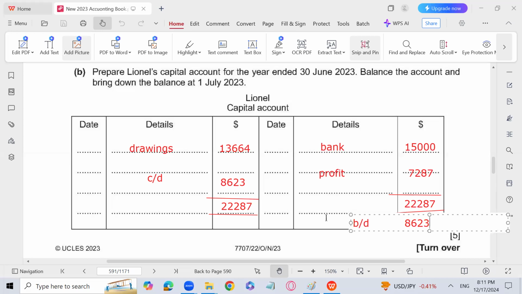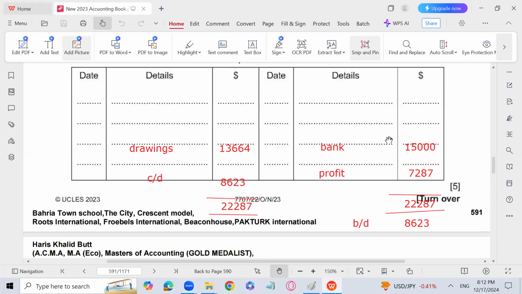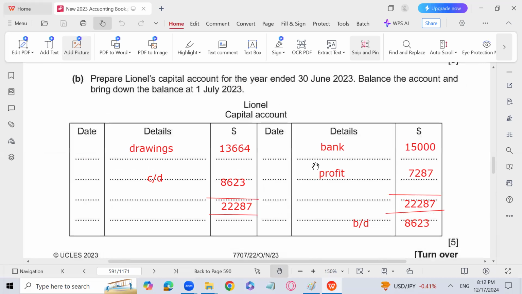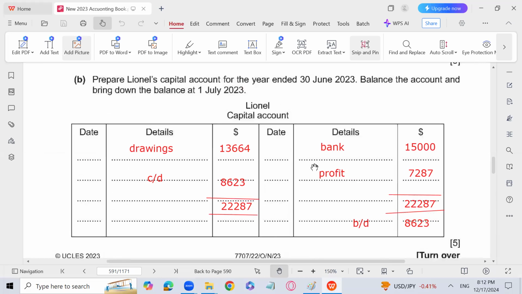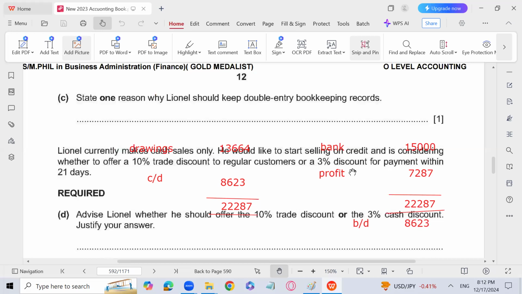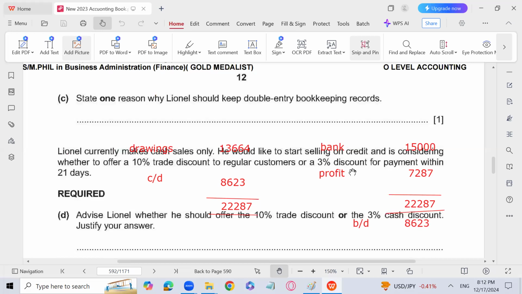Okay, so this is how we have completed the question of October-November 23-22 regarding the capital account, and also we have prepared the income statement regarding this question. I hope there is no big deal in solving the question, except that the cash withdrawn from the bank has been utilized for the payment of drawings, and the remaining amount is used to pay for the wages. One reason why a learner should keep double entry bookkeeping records is so that he wants to know the progress of the business, right?